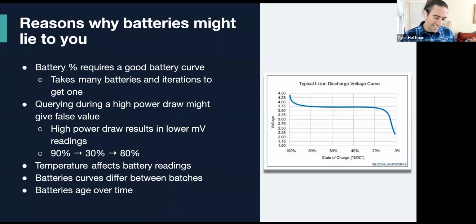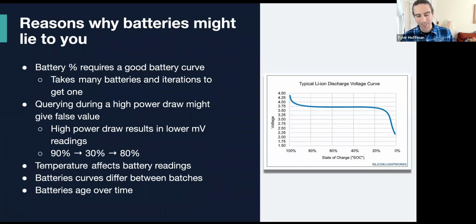And it's not just measuring the percent. A lot of batteries don't even give you a percent. You need to actually know the millivolts from the battery itself. And you need to come up with a battery curve. Sometimes the battery comes with a curve and sometimes it doesn't. Sometimes you need to build your own. And batteries will also differ between batches. They will lie to you about the temperature. If it's cold, it'll have less charge. And if it's hot, it'll have a different charge amount.